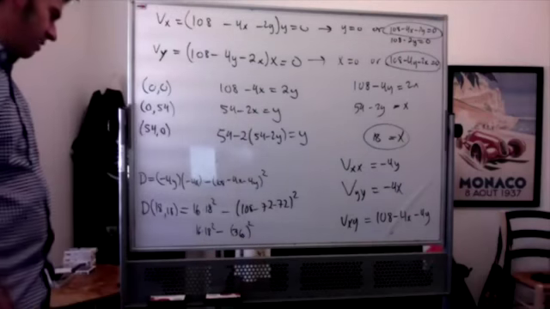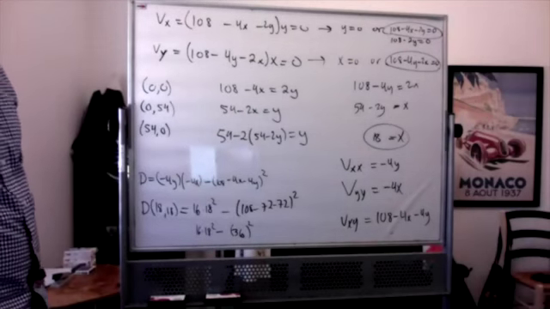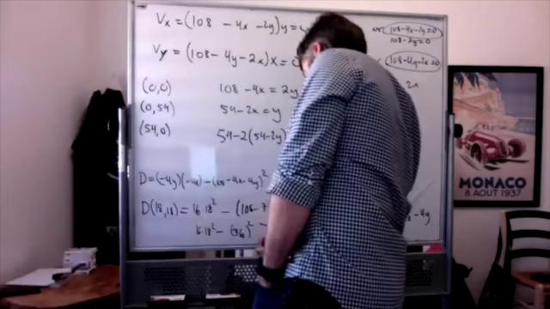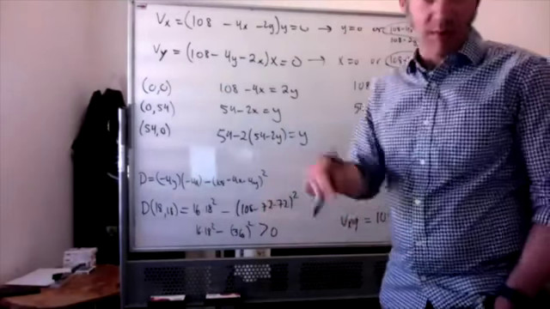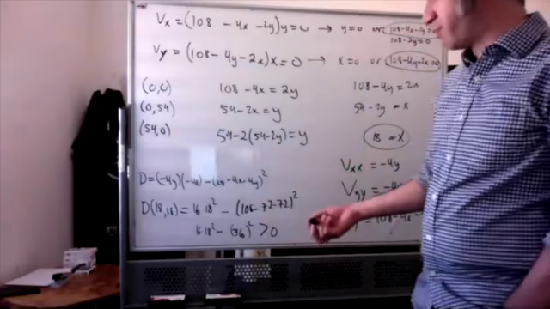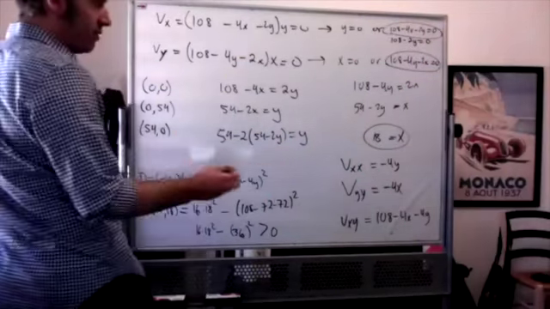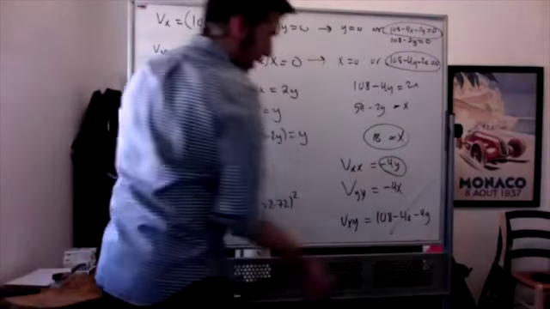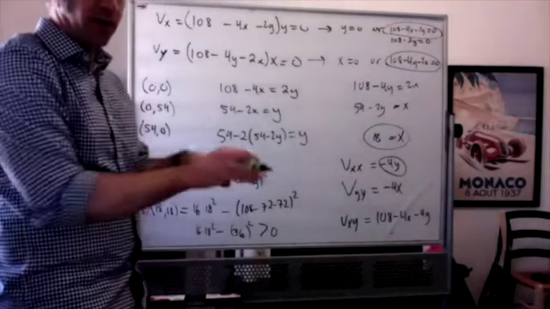And 16 times 18 squared is bigger than 36 squared. So this is positive, meaning we have a maximum or a minimum. And it's definitely a maximum because my second derivative, negative 4y, at the point is negative. So it's concave down. Okay.